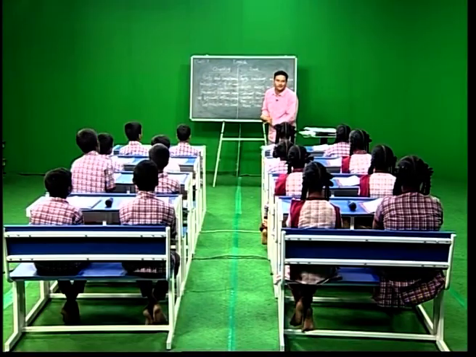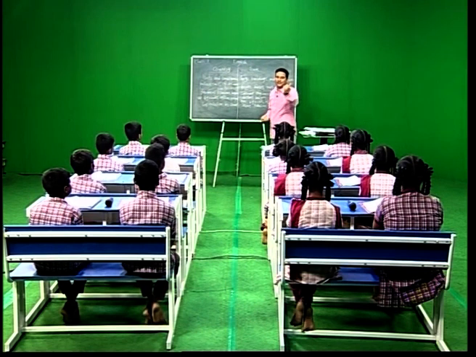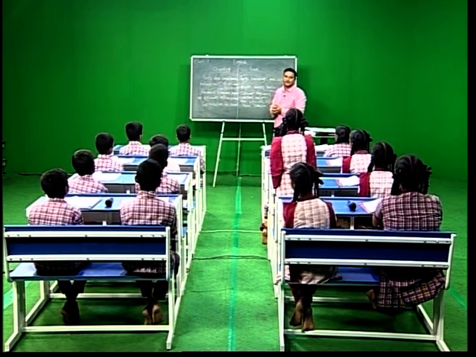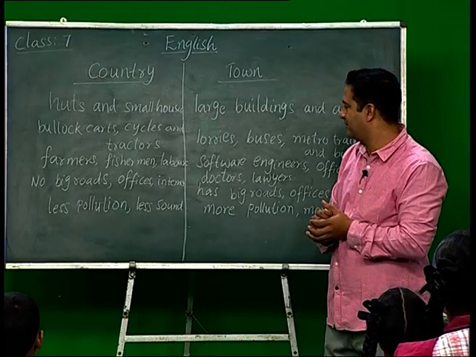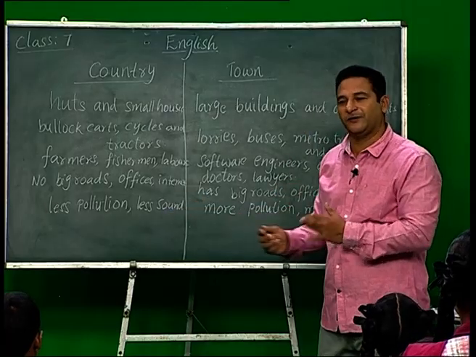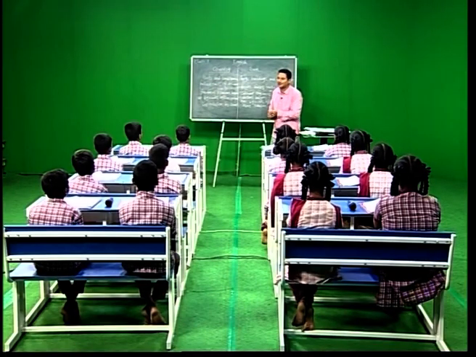Sit down. Meenakshi, yes. Read the remaining 2 lines on the left side, please. There are no big roads, offices, no internet in the countryside. Very nice. And less pollution, less sound in the country. Right. There is less pollution and less sound in the country. Very good. Sit down, please. Thank you. Very nice, children.